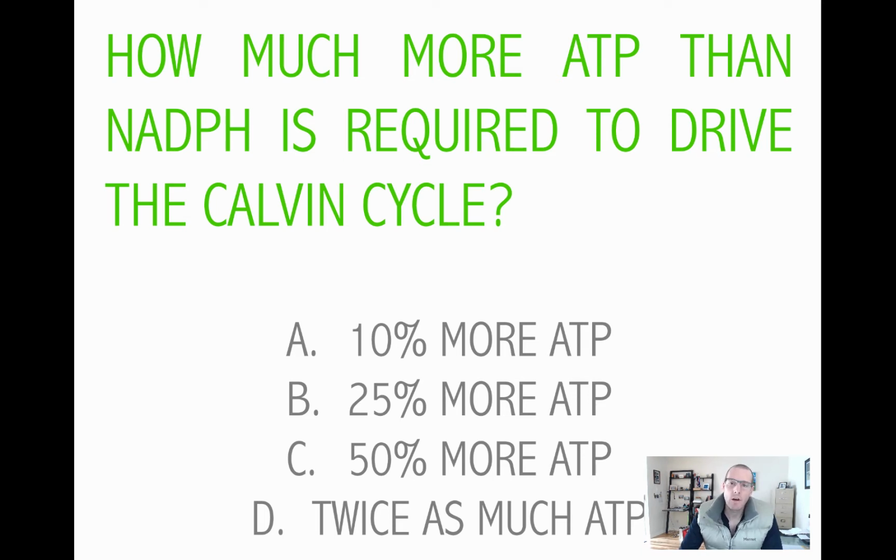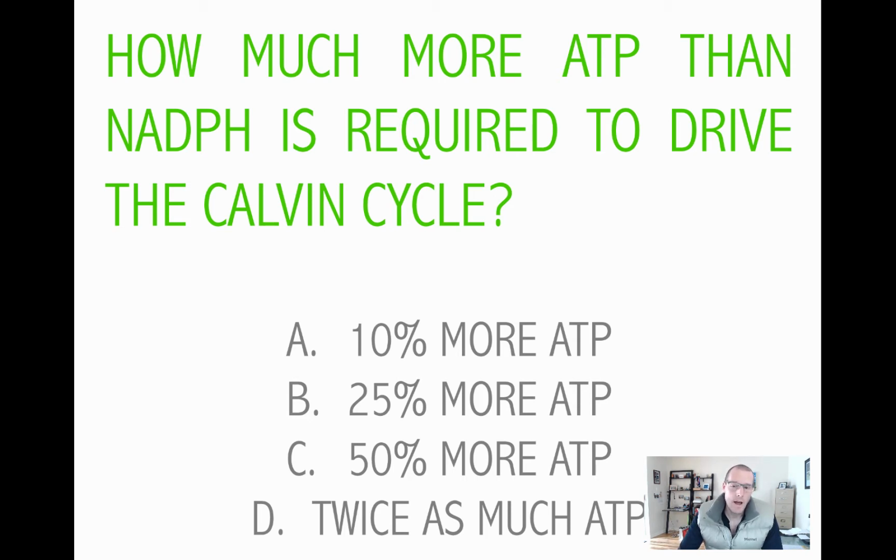One turn of the Calvin cycle, which fixes 6 carbon dioxides to produce 2 glyceraldehyde 3-phosphate molecules, requires 18 ATP and 12 NADPH. So you need 6 more ATP than you need NADPH, and you need 12 NADPH, so that's 50% more ATP compared to NADPH.